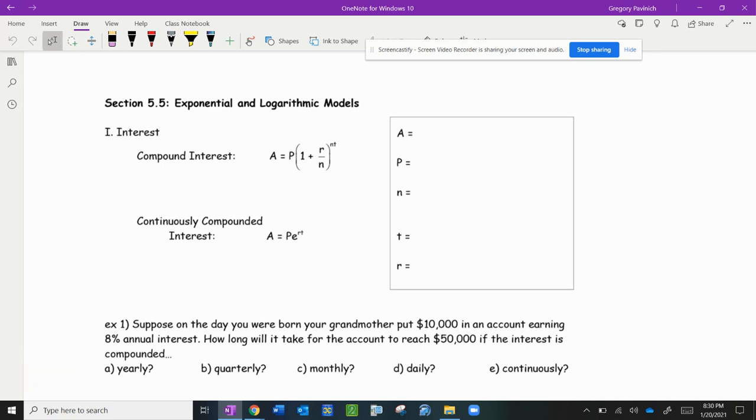And I know there were a couple of students who felt like they still weren't clear on that, so I'm going to go over some of those problems. The A in the compound interest is your final amount, and your P is your principal, or your starting amount.